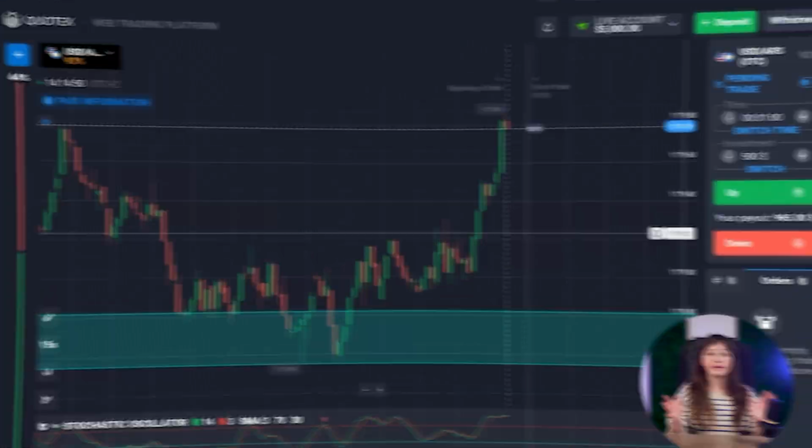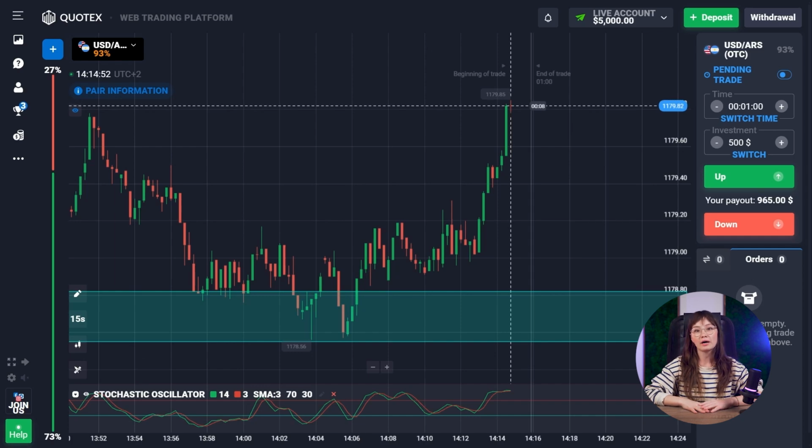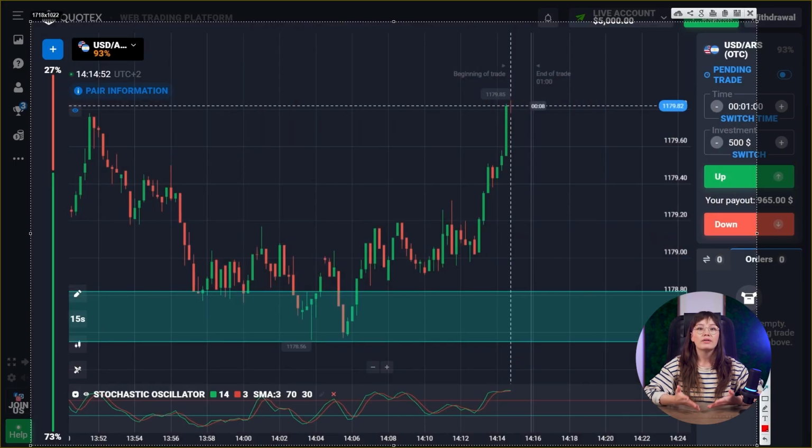The indicator is already installed on the chart, and now I'll tell you how to make money with all of this. When the price approaches the level and the indicator falls into the oversold zone, we get the signal to buy at the point. Now let's put all of this to the test in real conditions.